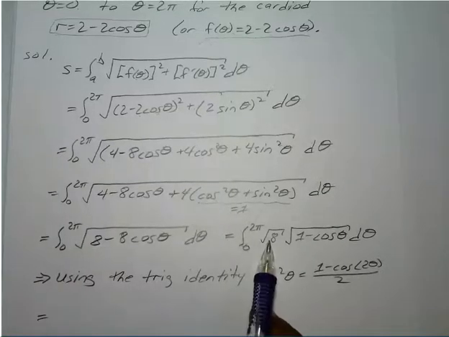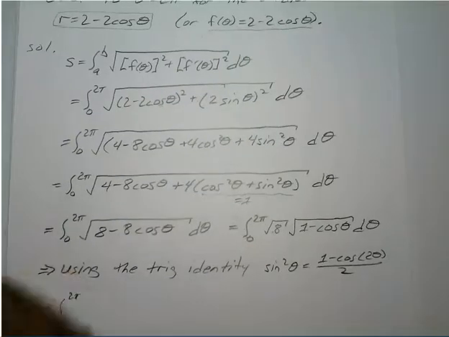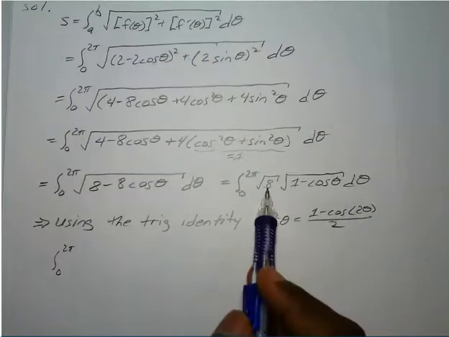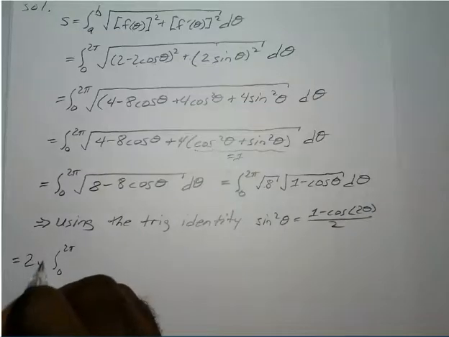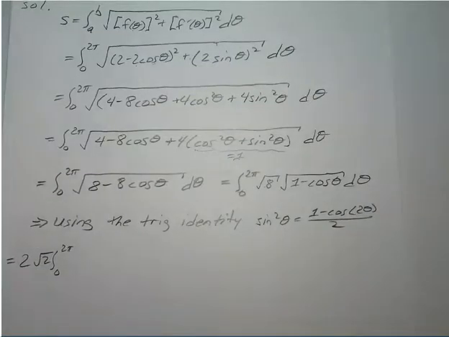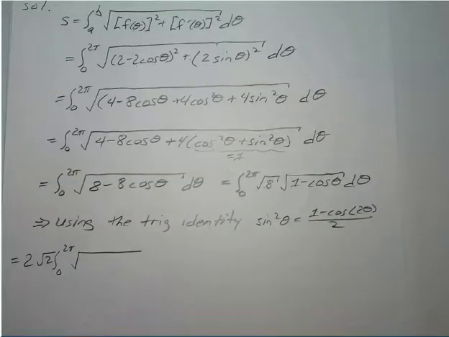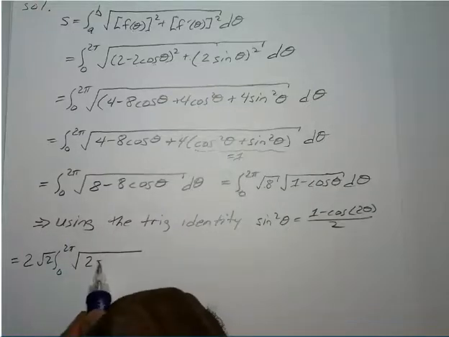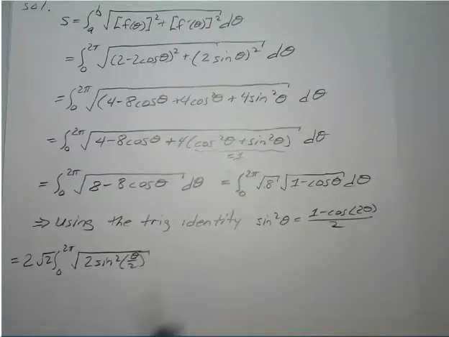That will give us our square root of 8. We can actually simplify that. So from 0 to 2 pi, square root of 8, that's actually 2 square root of 2. Okay. So we now have 2 sine squared theta over 2 with respect to theta.